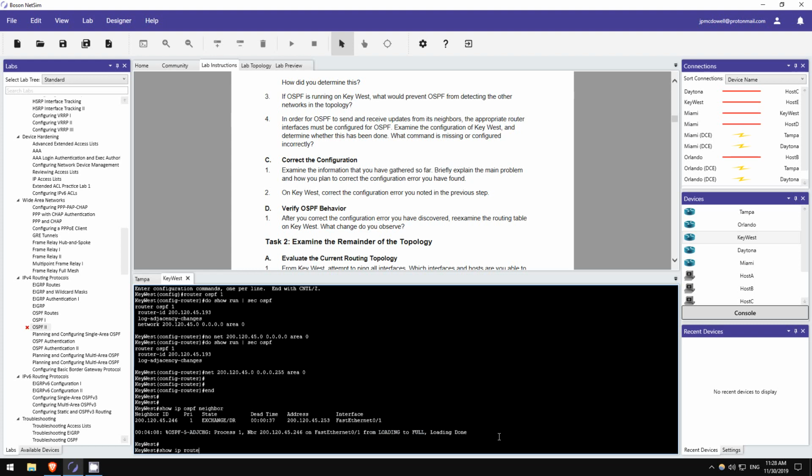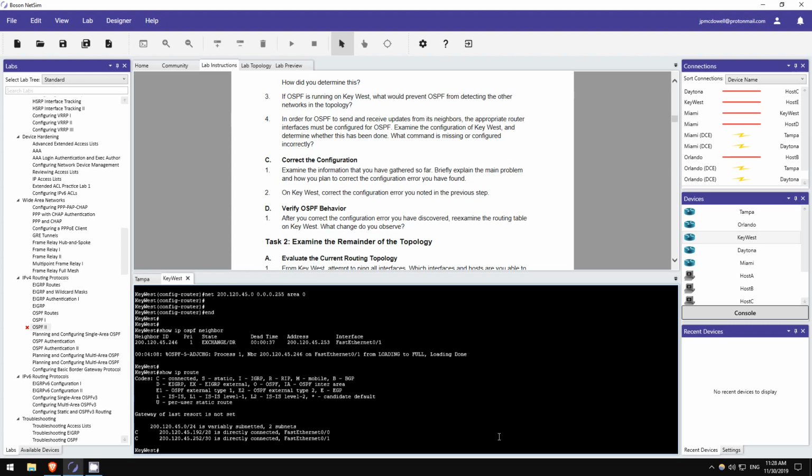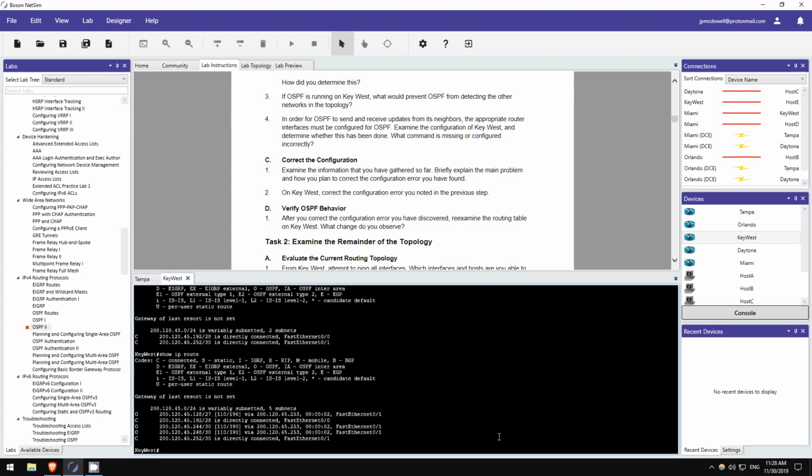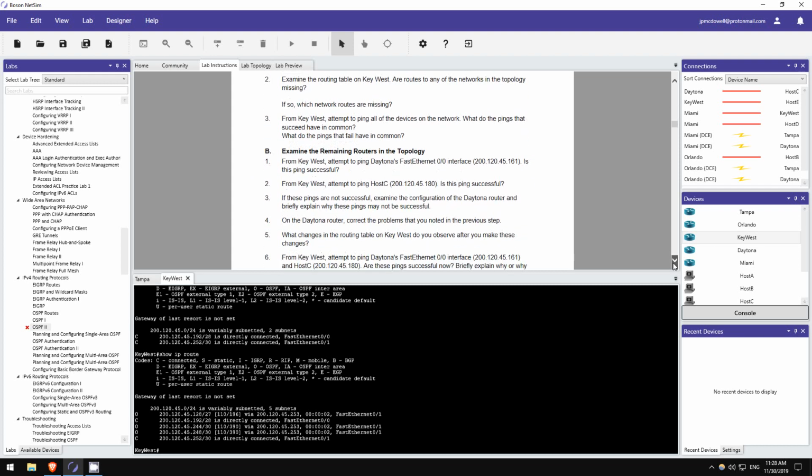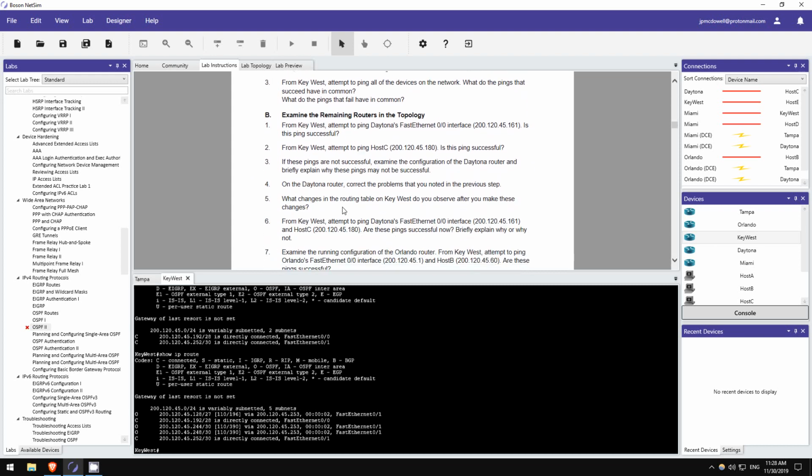Let's see if we've gotten any routes yet. Not yet. Hopefully, oh, there we go. So we've got our OSPF routes. Okay, and then you can continue examining the remainder of the topology. You can see routes are missing, so I guess we'll do some more configuration changes on other routers. And then once you're done, you click here, Grade Lab.